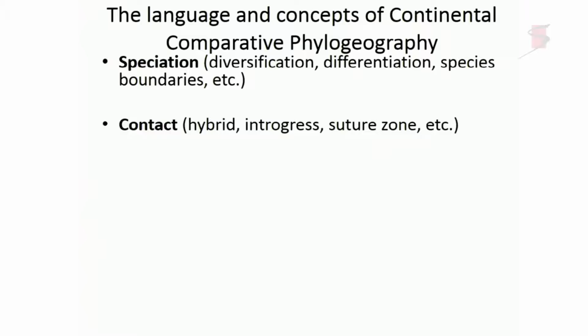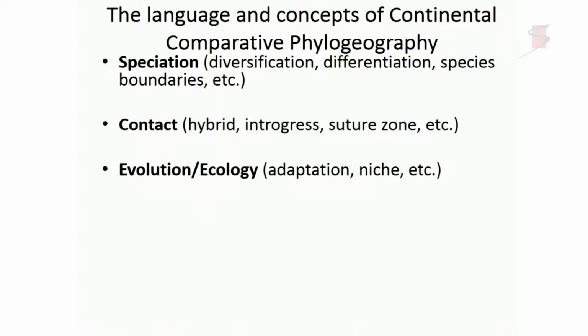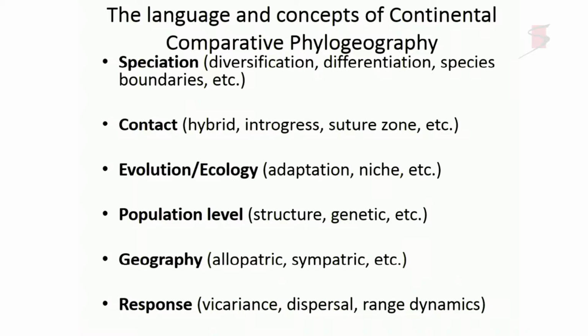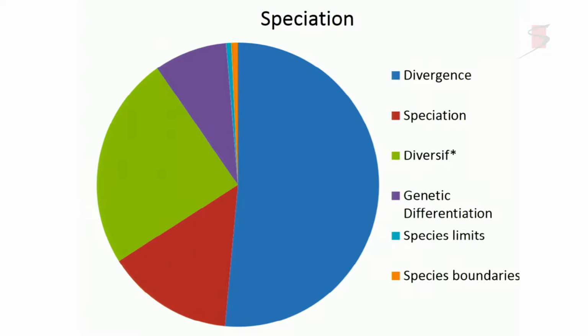I wanted to just get a sense of the overall language and concepts of continental comparative phylogeography. I came up with several large categories: speciation, and then a bunch of words that I would search the database with embedded within each of these categories: contact, hybrid zones, and so forth; evolution and ecology, adaptation, niches; population level, population structure, population genetic, and so forth; geography, allopatric, sympatric, parapatric; and responses to Earth history, vicariance, dispersal, range dynamics, and so forth. So I'll show you a bunch of pie diagrams, and I'm not going to dwell on these.